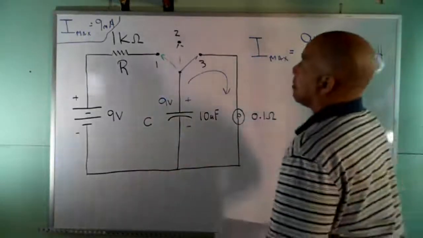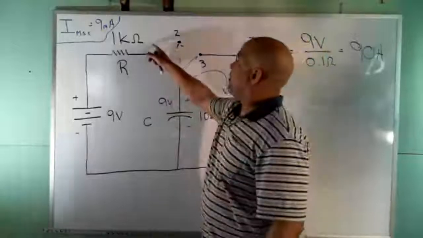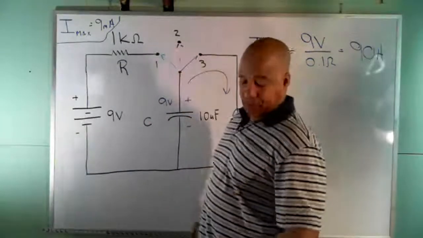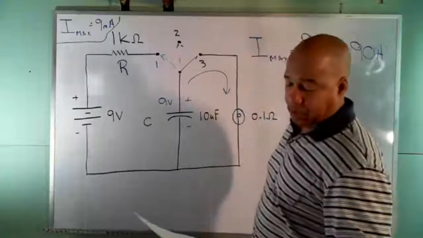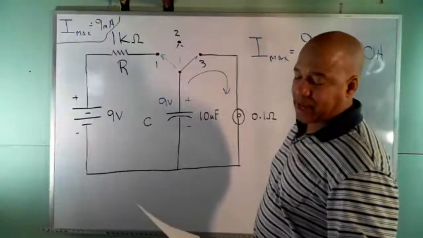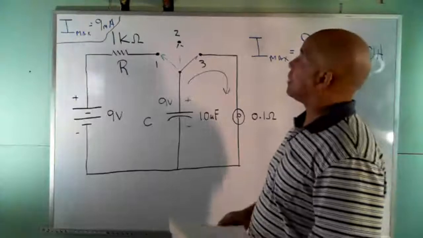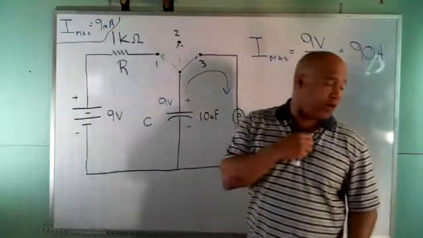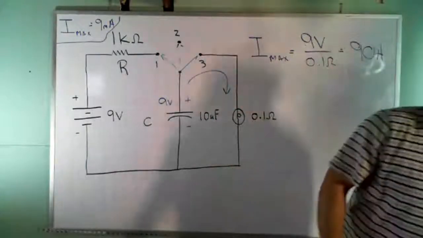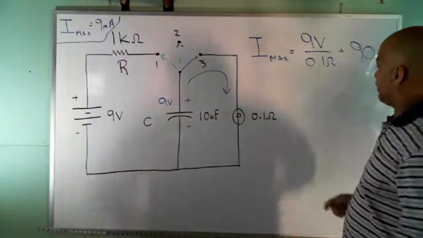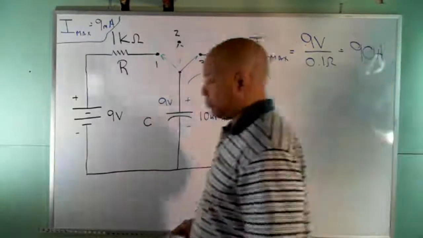Now remember, it took 50 milliseconds for this capacitor to charge up through the 1K resistor. So now they want to know, for the last part, how long will it take in seconds for the capacitor to fully discharge? So give me an answer. How long will it take to fully discharge? How would you figure that out?